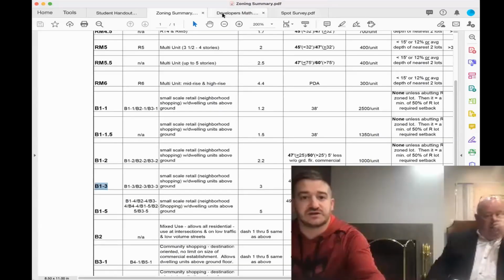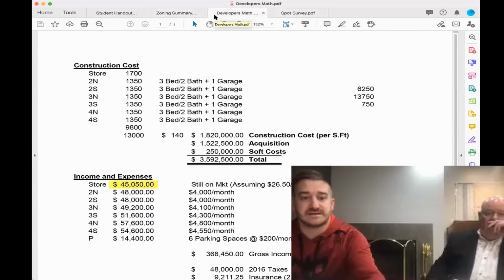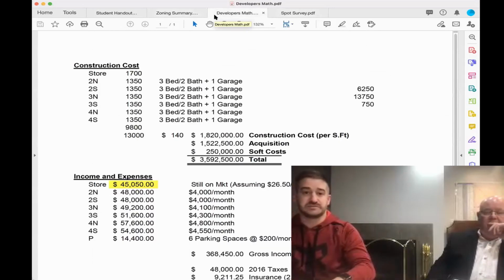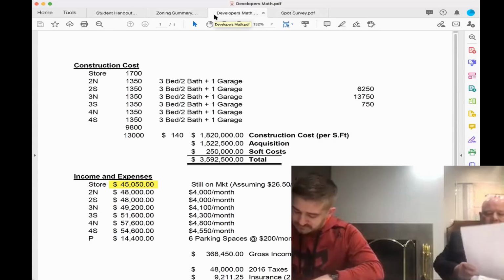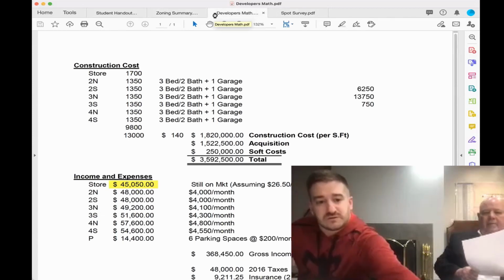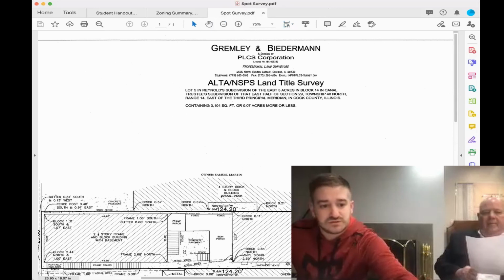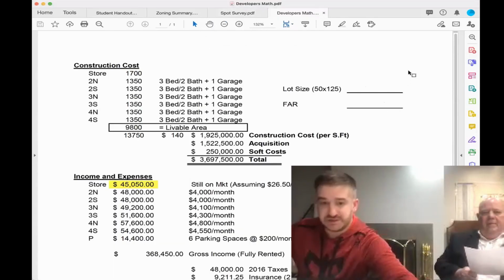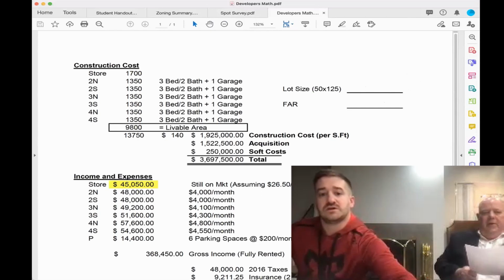To then start construction. So let's all look at the handout that was provided called Developers Math. Sorry, Builders Math. Oh, sorry, this is the wrong one. Let me. So the Developers Math worksheet, construction costs. So we're looking at the construction costs.